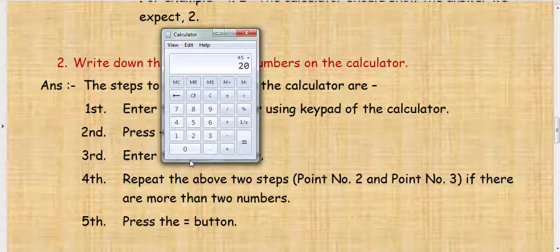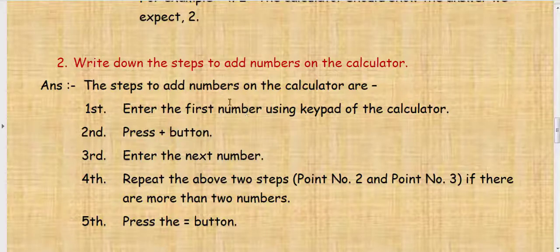Then, the next step is to repeat the above two steps. Means, if we have more than 2 numbers to add, then we will again press this plus button here. Then we will enter the next number. Suppose the next number is 10. After entering all the numbers, in the last we will press equal to button. We will get the sum of all the numbers entered on the calculator in this way. Now, let's see the next question.